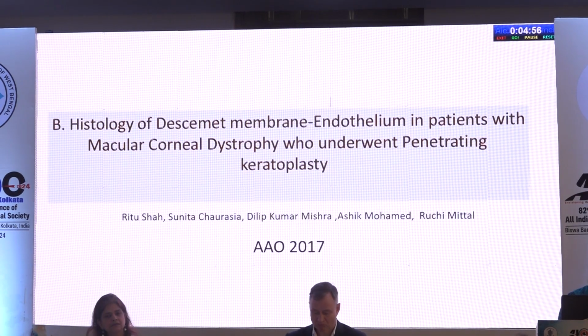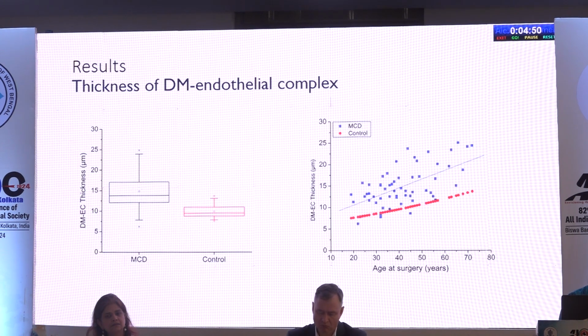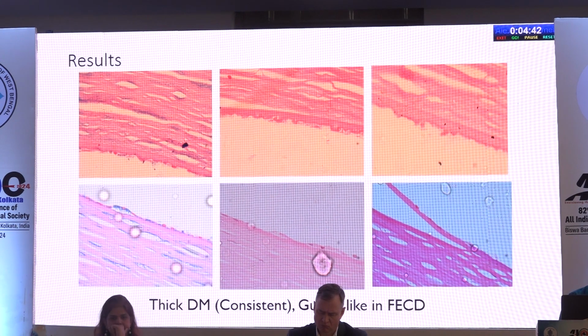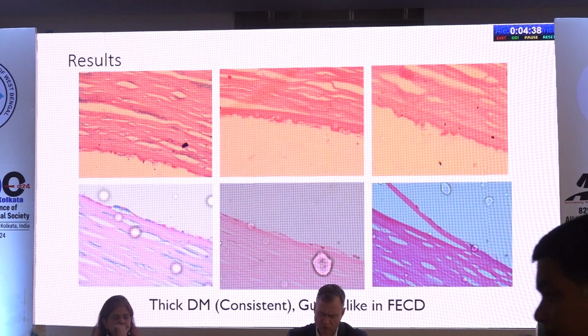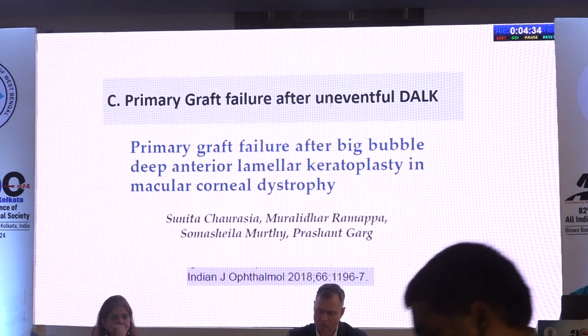We looked into the histology of the Descemet's membrane and endothelium in patients who underwent PK in the past. When we compared with normal corneas, and other cases where there was no macular corneal dystrophy and some other indications, we see a thickening of the Descemet's membrane. This is a consistent feature in the histology of macular corneal buttons, and there are guttae-like excrescences just like what we see with Fuchs endothelial dystrophy.